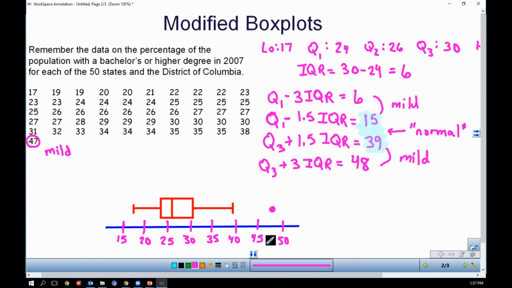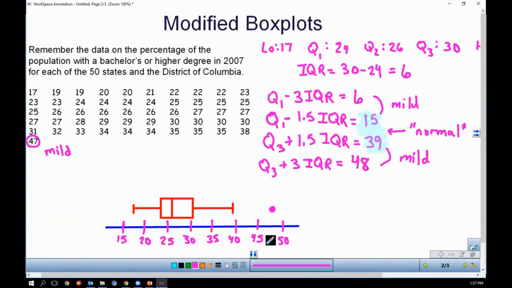Why did the whisker stop at 39 again? While it should actually have stopped at 39, what that shows is that's our normal range there. They're not outliers. Anything beyond the whiskers is considered an outlier.